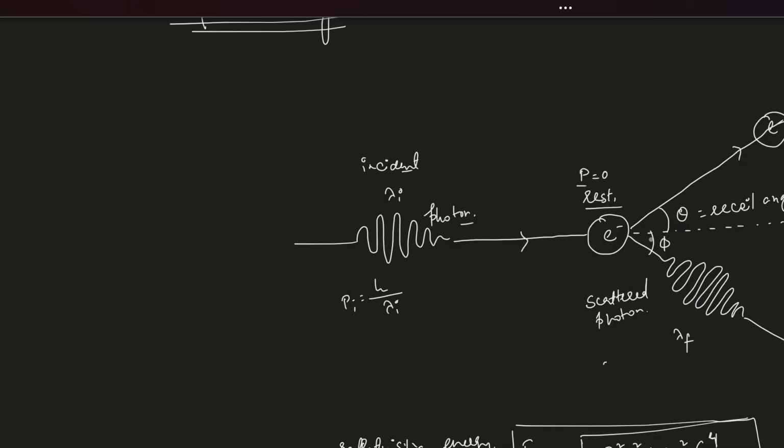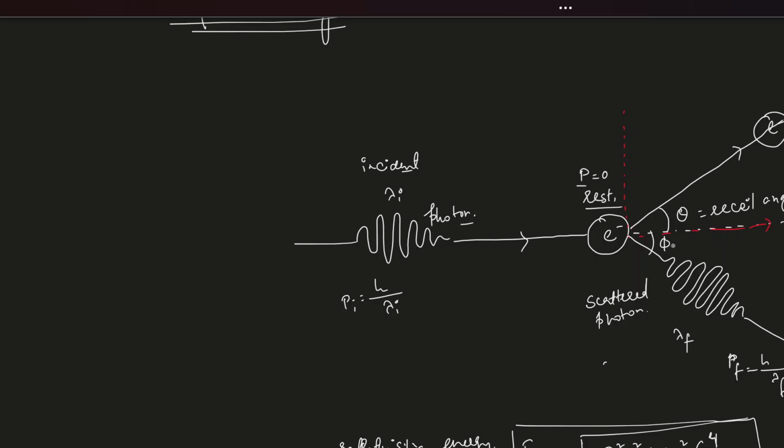Because it has an angle, it will have an x-directional component and a y-directional component. Let me use a different color here. If you now divide the components from this angle, along the x direction, first of all, the scattered photon has momentum p_f equal to h by lambda f, right?